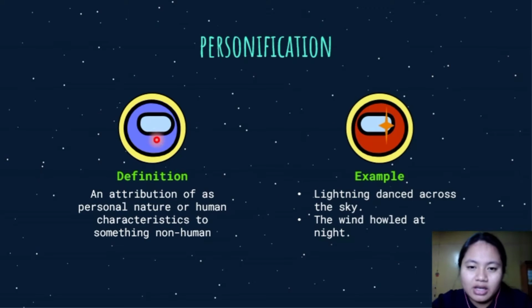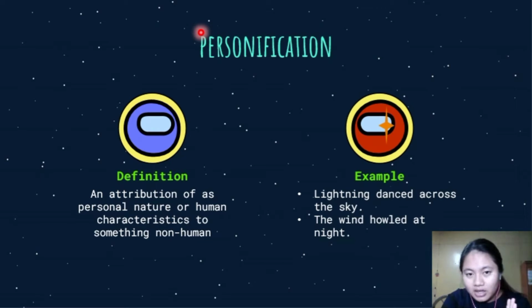Next, personification. It is an attribution of a personal nature or human characteristics to something non-human. You see here the word person, a human being, meaning that a human nature, a personal nature, is being borrowed into something non-human. The traits of human beings are being borrowed to something non-human, non-living things.